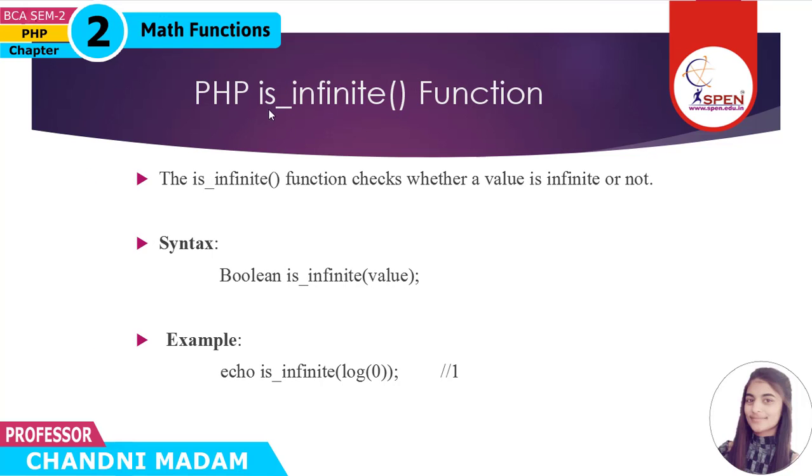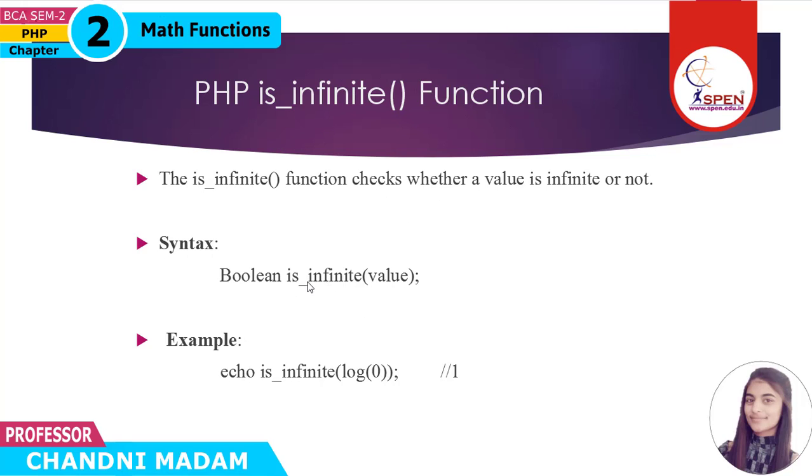Here our next function is is_infinite. This function checks whether our value is infinite or not. How can we say our value is infinite? The solution is that the value is infinite if it is outside the range of float. That means the value is an infinite value.